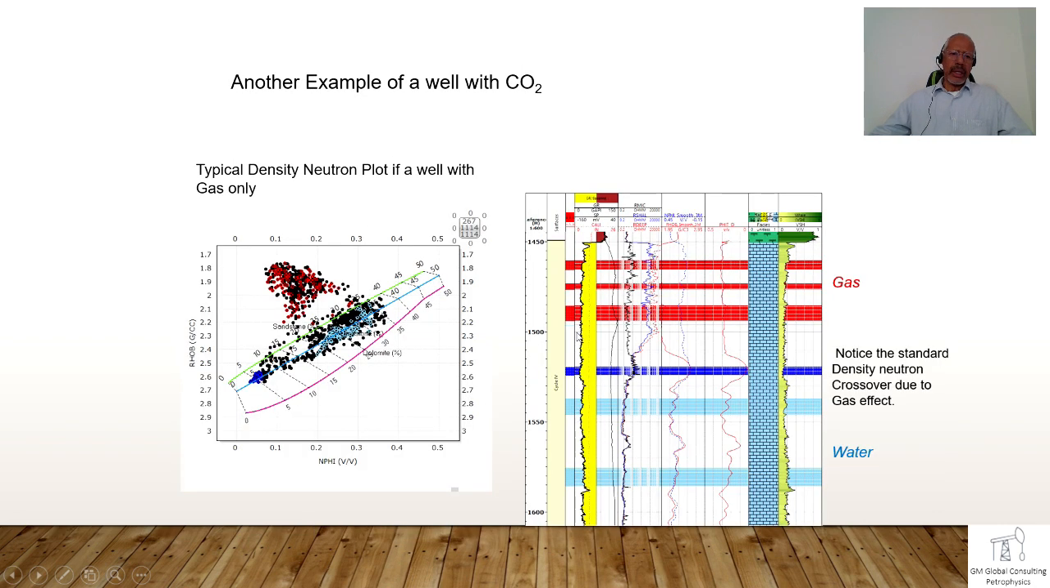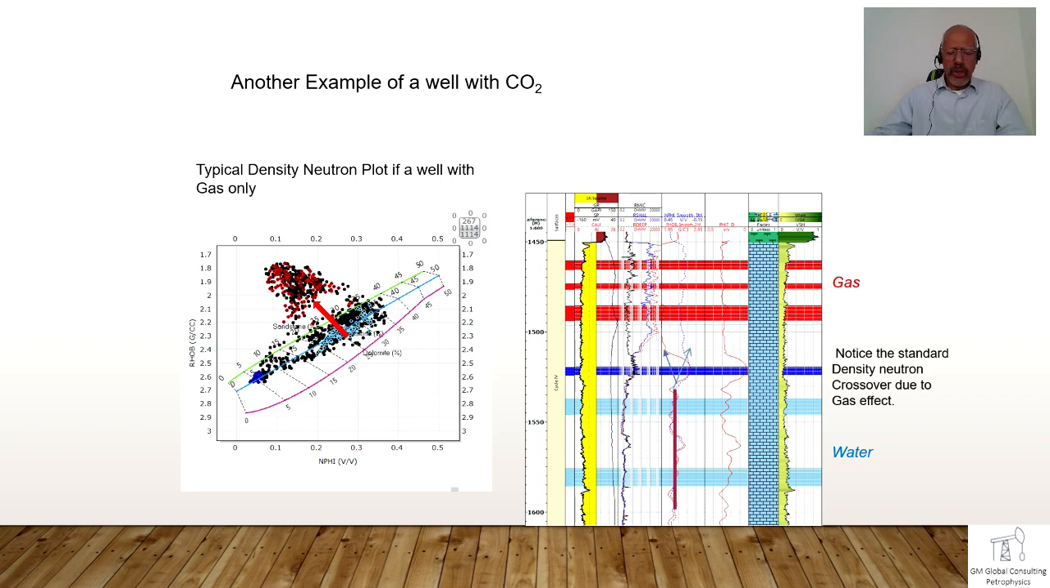Now, let's see an example of a well that doesn't have CO2. The previous example I showed you has 20% of CO2. This one has no CO2, and it has a typical gas response where the cloud point goes up left. But not only that, we also look at the density and neutron behavior. If we take the baseline down here on the water zone, we can see how the neutron becomes a bit more active, creating a crossover typical of the gas response.